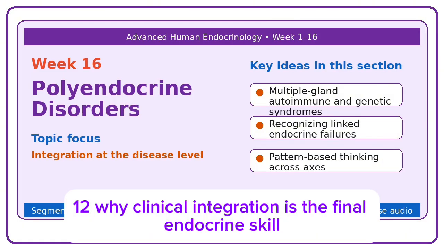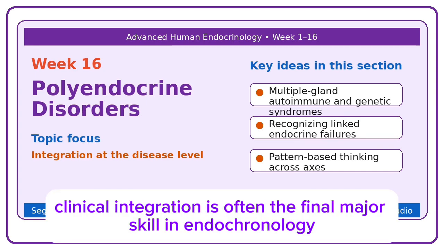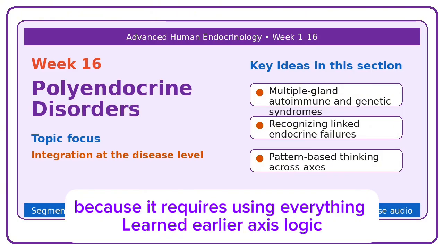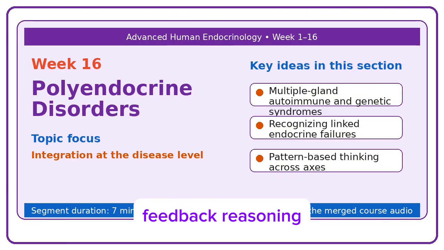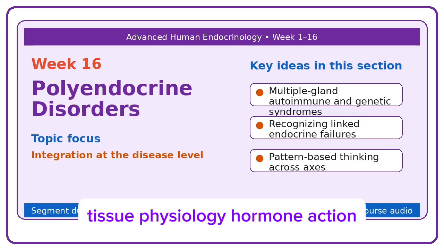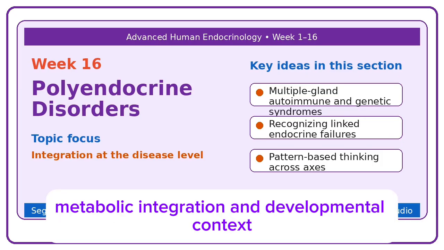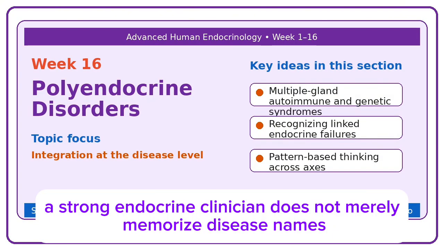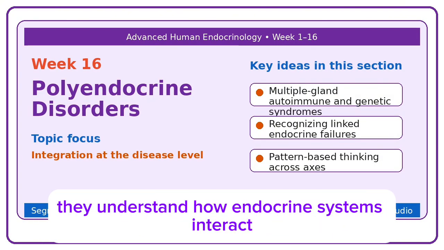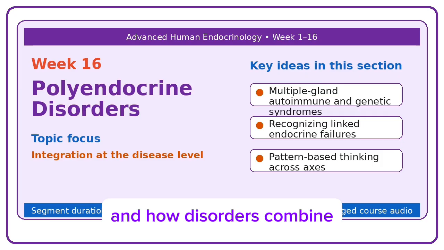12. Why clinical integration is the final endocrine skill. Clinical integration is often the final major skill in endocrinology because it requires using everything learned earlier: axis logic, feedback reasoning, tissue physiology, hormone action, metabolic integration, and developmental context. A strong endocrine clinician does not merely memorize disease names. They understand how endocrine systems interact and how disorders combine.